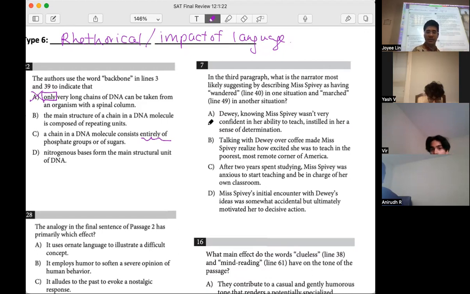D, right? Yeah. Right, because "wander" works with the ability to teach, right? So D, and I like D even more because it says "somewhat accidental," right? We're qualifying our things with more general language. Yeah, it could be A maybe. I didn't give you the context, so.